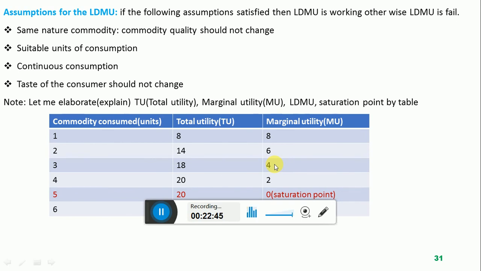What is the reason? The reason is that when the consumer consumes the same commodity, same quality, same nature continuously in suitable units, the consumer will get fed up with that commodity. The consumer will be fed up and now every next unit will provide less and less satisfaction. This is human nature, that when you are consuming the same thing again and again, you will get fed up with it.